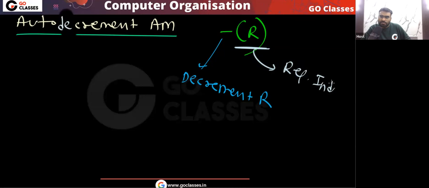Now let me tell you auto decrement. The symbol of auto decrement is minus and then this. Now you already understood what it means. First you decrement R. In this addressing mode, first you decrement R, and then register indirect. So just think about it, what it means.